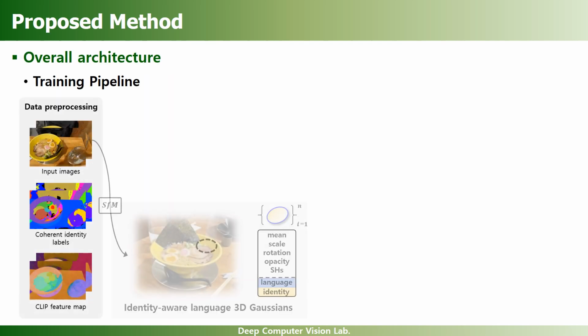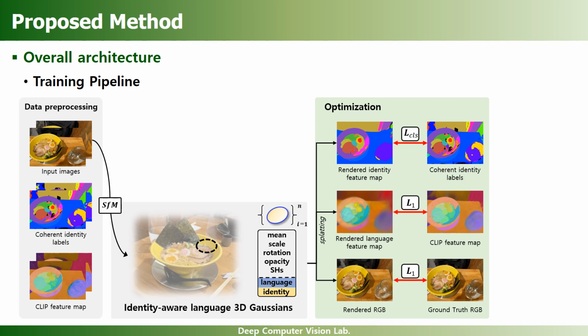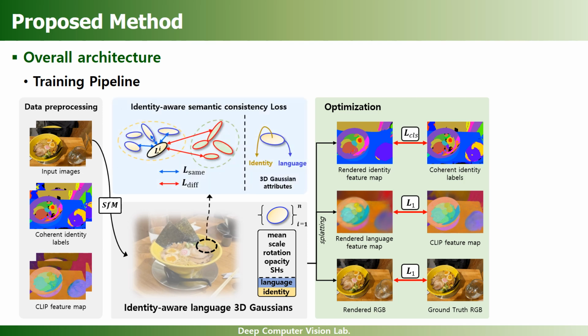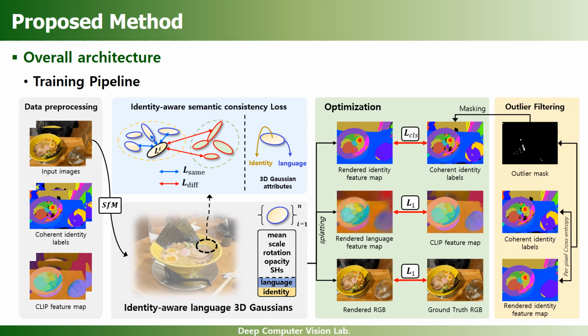This is our overall architecture. Each 3D Gaussian is augmented with learnable language and identity embeddings, optimized through Gaussian splatting. Coherent identity labels from a zero-shot tracker and CLIP feature maps supervise these embeddings. The identity-aware semantic consistency loss pulls embeddings of the same identity closer, and pushes different ones apart, while an outlier filtering scheme removes unreliable identity labels during training.